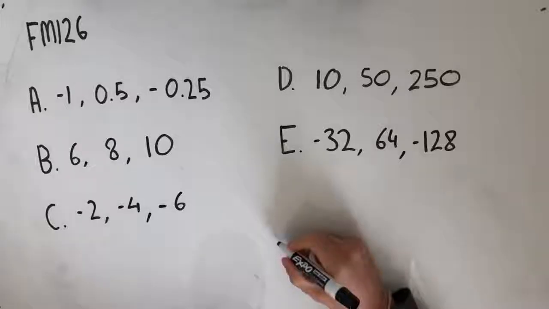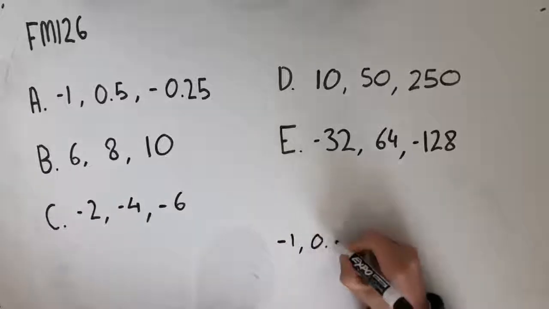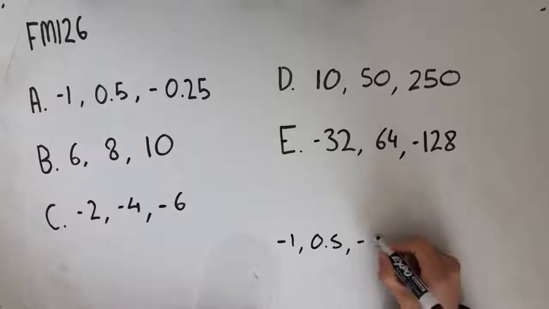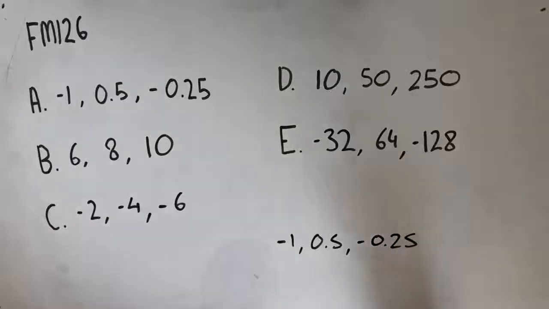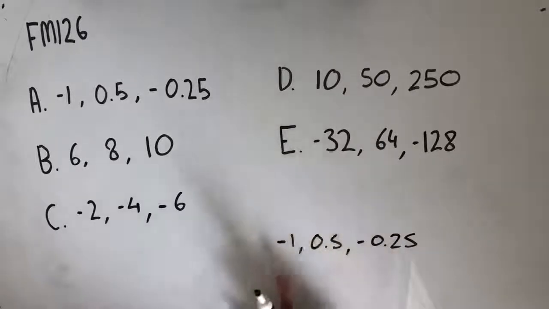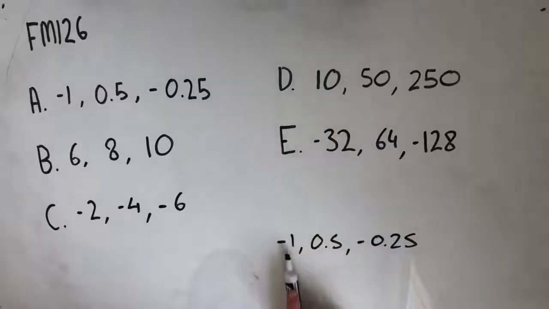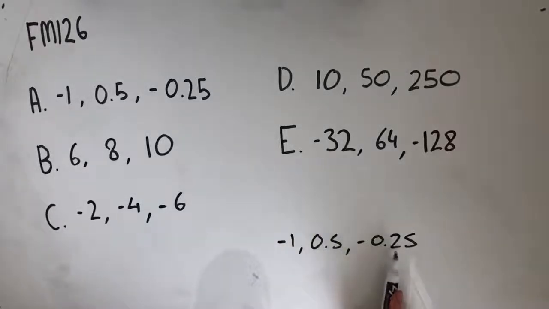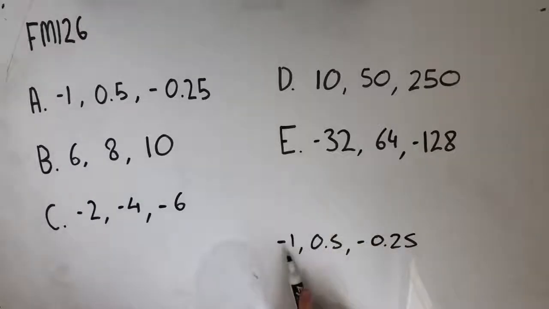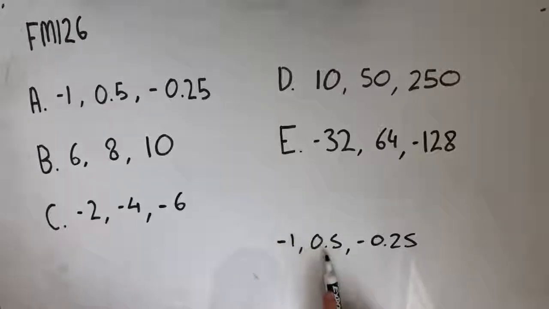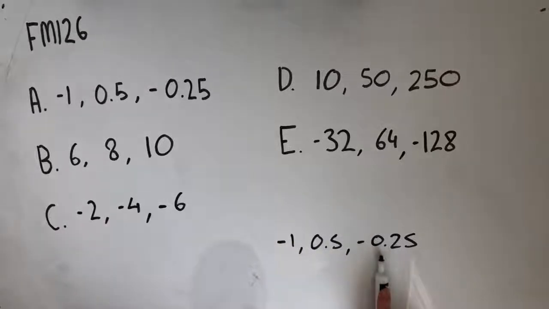Now A has -1, 0.5, and -0.25. Now you could either divide terms by one another, or you can see here that this is going to be a geometric sequence because we're not increasing or decreasing by a common difference. That is to say that if this was an arithmetic sequence, it would go from -1 to 0.5, and we'd expect a 2 coming after that, so increases of 1.5 if this was an arithmetic sequence. So definitely not an arithmetic sequence.